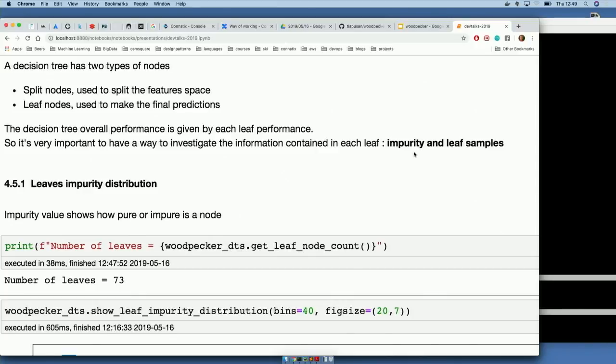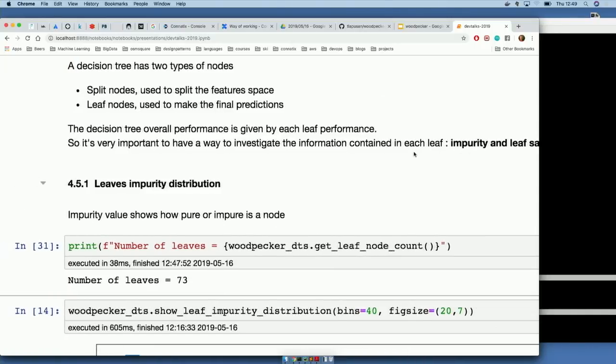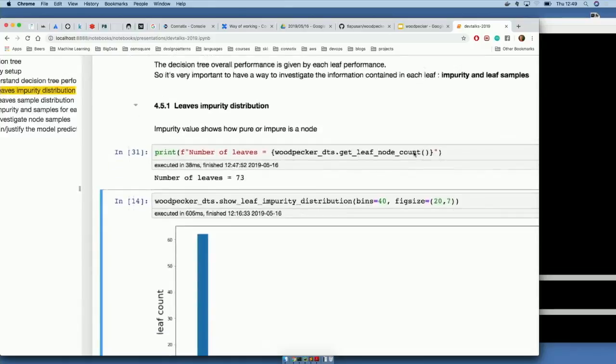And also the leaf samples metric shows how many samples from the training set arrive in that leaf. And these two pieces of information are very important. And in the next visualization, we are going to show them.